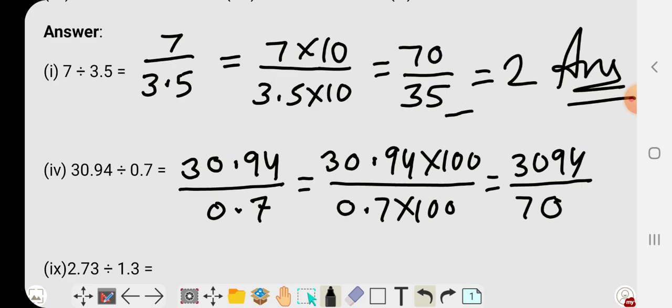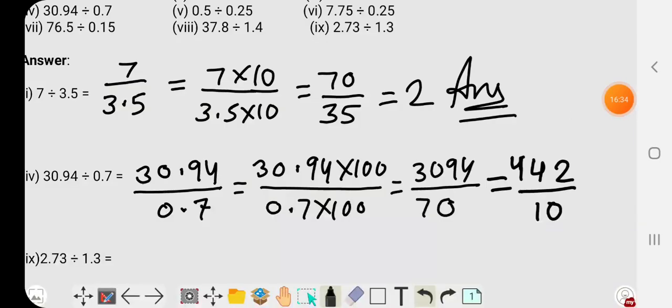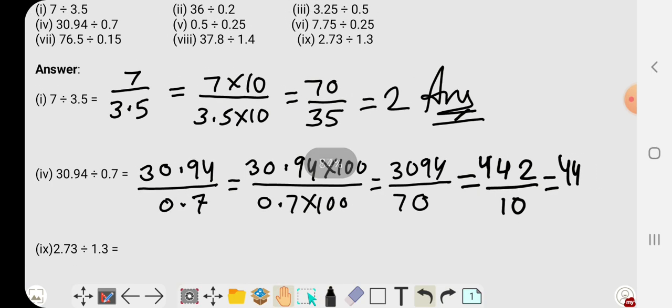Now by cancelling the numerator as well as denominator by 7, we have got 442 upon 10, as 3094 was divisible by 7. Finally 44.2 will be our final answer for this question.